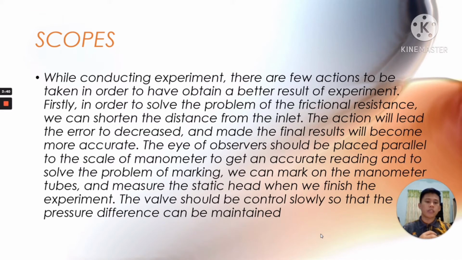The eye of the observer should be placed parallel to the scale of the manometer to get an accurate reading and to solve the problem of marking. We can mark on the manometer tubes and measure the static head when we finish the experiment. The valve should be controlled slowly so that the pressure difference can be maintained.